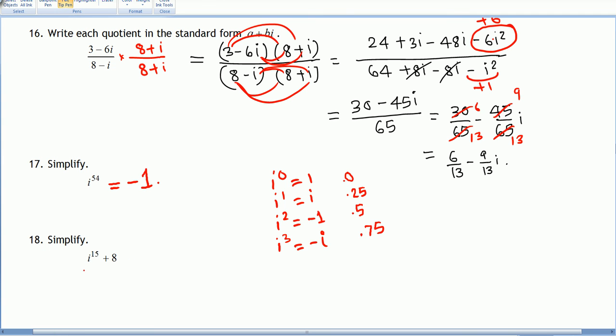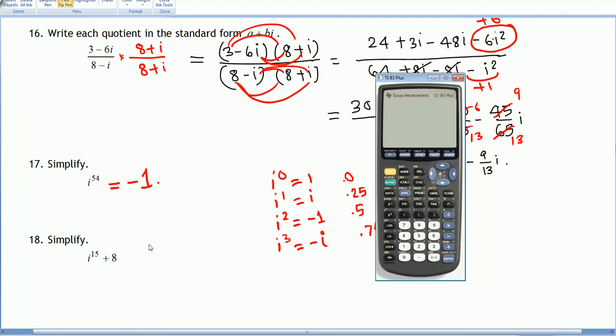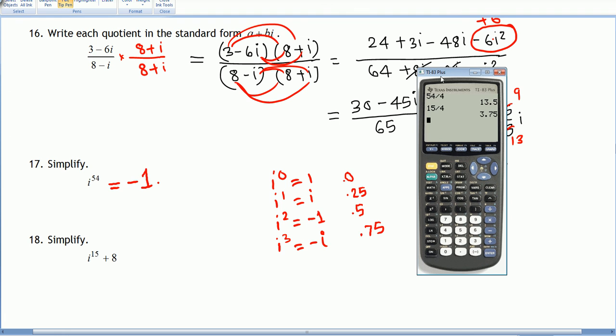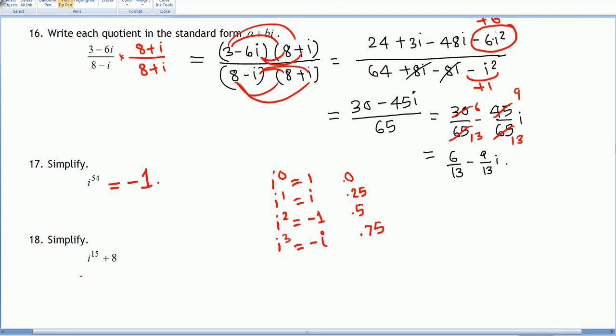Done. Let's go to 18. Same thing, divide 15 by 4. 15 divided by 4 is 3.75. 0.75 means i cubed, which is negative i. So this is negative i plus 8. We need to write in standard form, so 8 minus i.